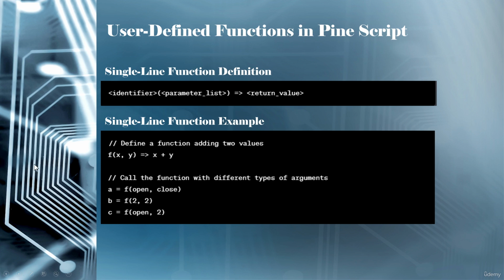In this example, a will be initialized as a series variable because we passed in series parameters. b is an integer and c is a series. This is due to the nature of the passing arguments.